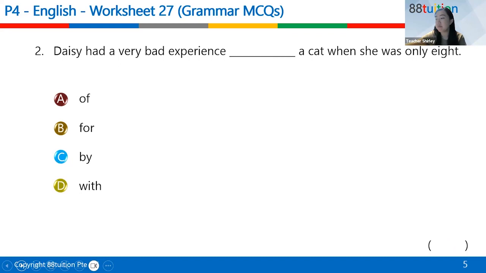Daisy had a very bad experience blank a cat when she was only 8. Anyone? Okay, Ivan. Wait, off, is it off? Not really. When we talk about experience, it's not really off. Grace, you want to try?